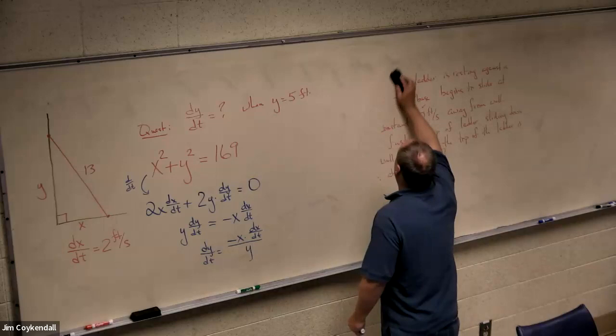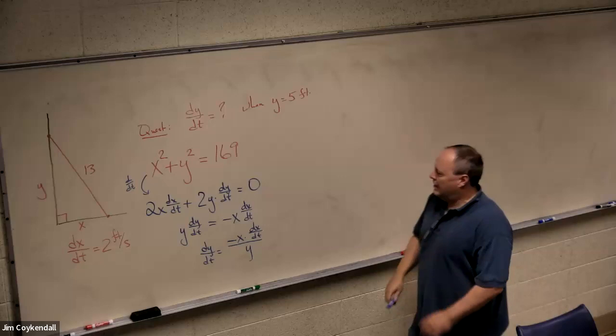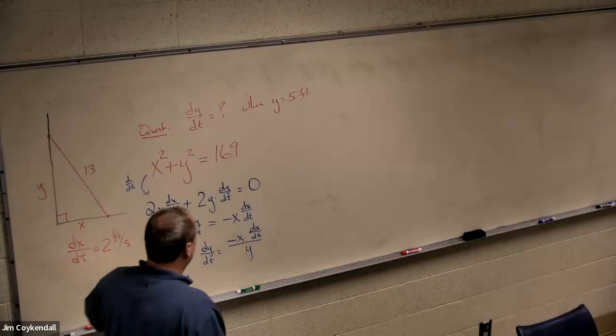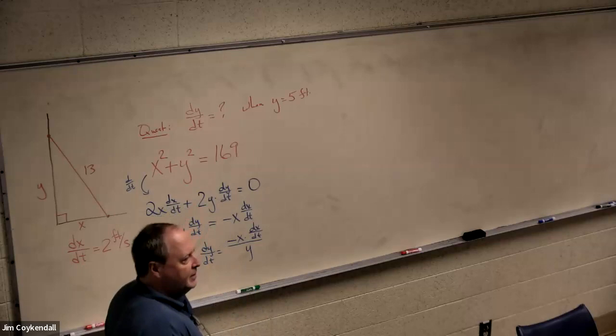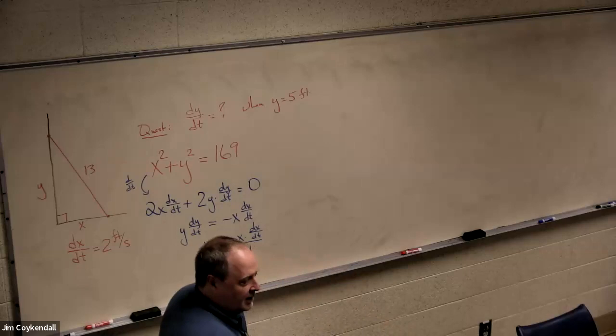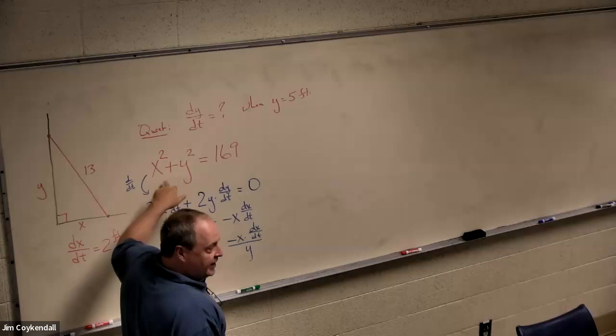Now, to finish this off, let's think about what we need here. This is what I'm hunting for, so I don't know that. The dx/dt I know, it's always 2. And y I know, it's 5, but I don't seem to know x. Oh dear, oh dear, what will I do? I don't know what x is. Exactly, very good. We know what y is, so this equation will give us the x. So let's go back to the equation.